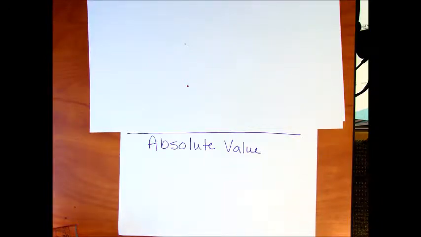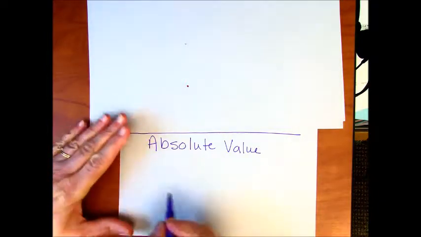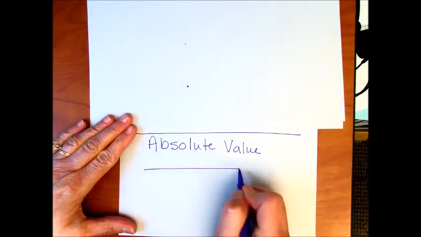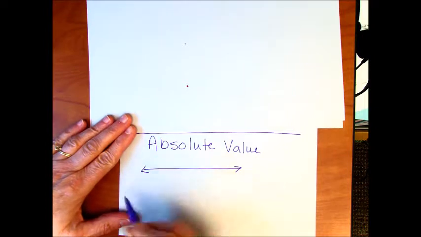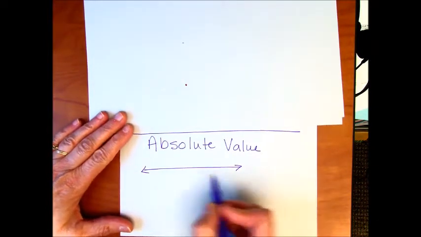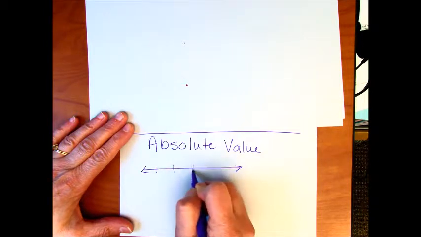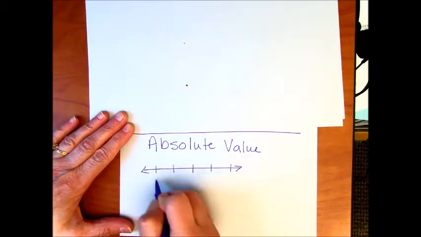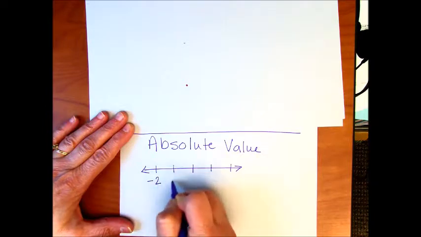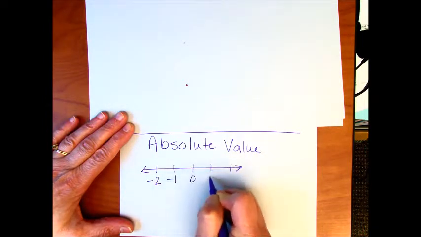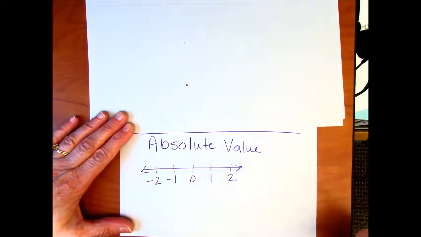Alright, now I want to talk a little bit about absolute value. And to do that, I'm going to first draw a number line, and I'll use the number line to describe what's going on when we're talking about absolute value. So let's just draw some lines here. And I'm going to say this is -2, -1, 0, +1, +2.